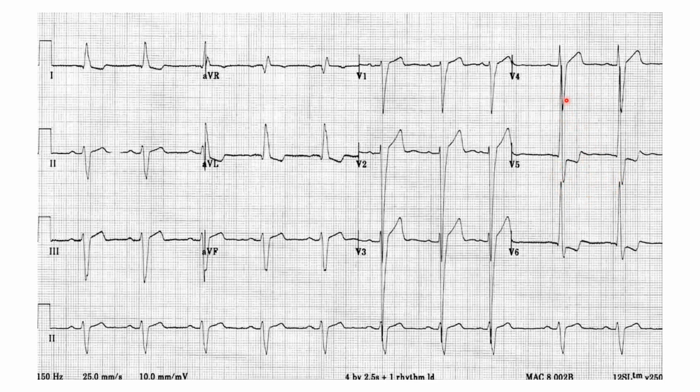And the reason why we have some left axis deviation is because if we look at leads 1 and AVF, the R waves are facing away from each other. That's how we know we have some left axis deviation. And then we also in V6 have our dominant R waves, okay, because of the hypertrophy of the cardiomyocytes of the left ventricle.